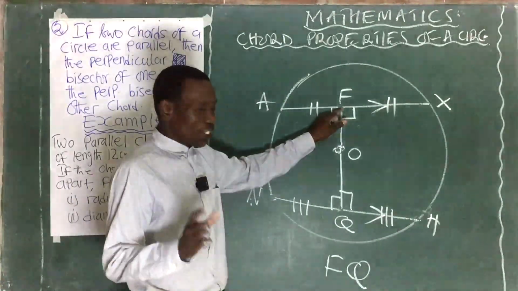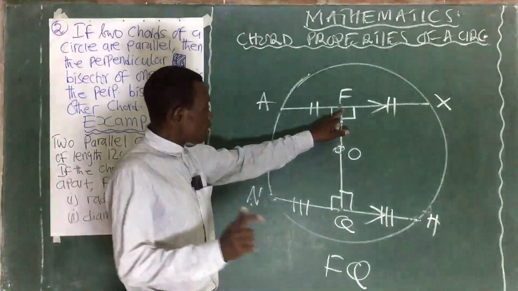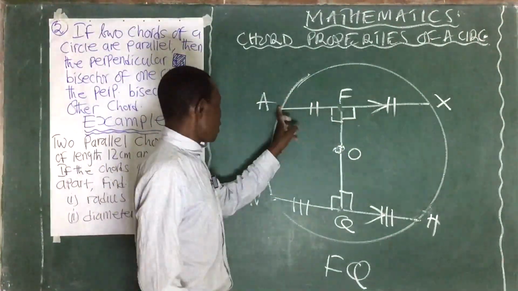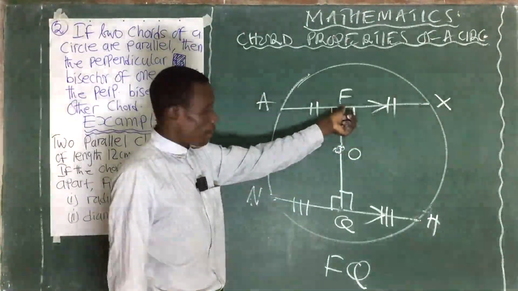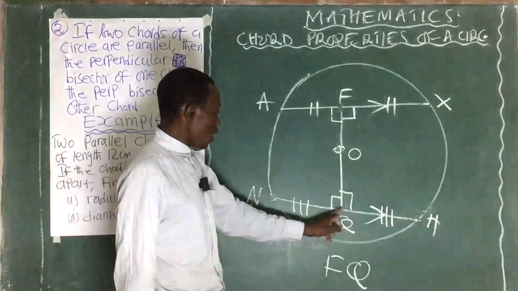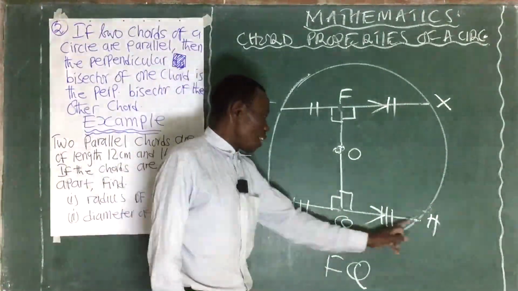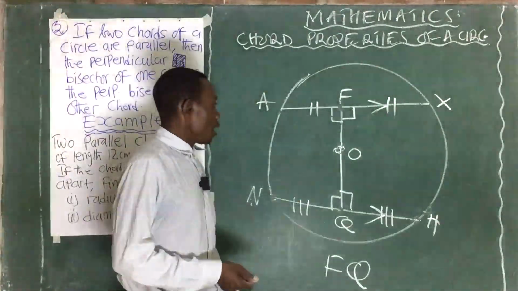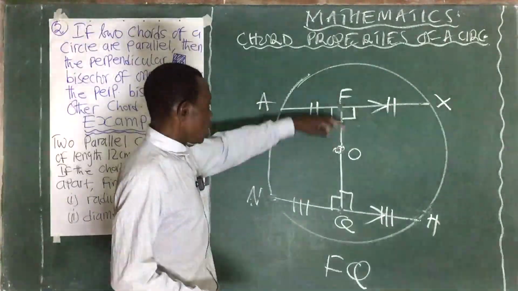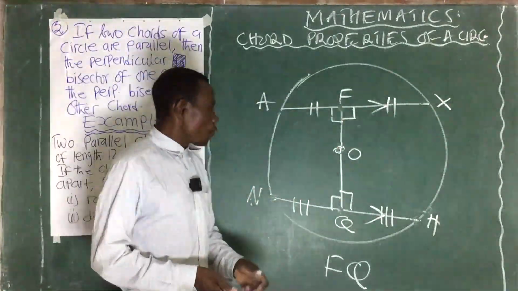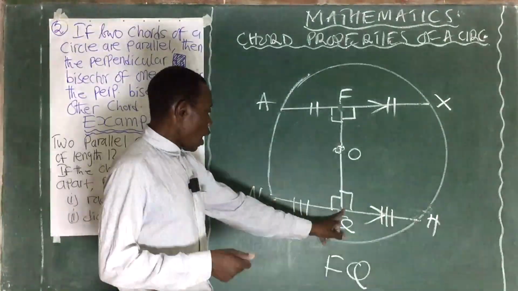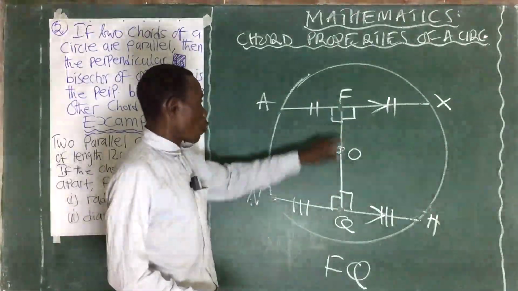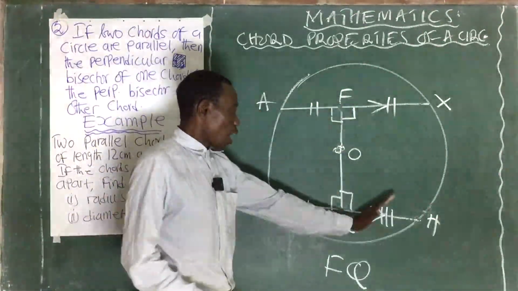Now if we look at the nature of line QF, on one end it is bisecting this chord AX at F, and the same line FQ is also bisecting this line NH. So we are able to deduce that if we have a line connecting the two midpoints of chords, like here at F and Q, for chords which are parallel to each other, we should expect that this is a common line which is bisecting the two chords.